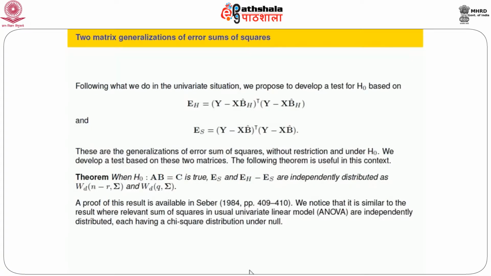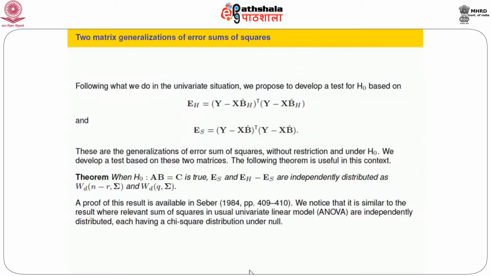Based upon that principle, we introduce these two matrices, EH and ES. What is ES? E is the residual sum of squares matrix. Earlier we had a residual sum of squares, now we have a residual sum of squares matrix. It is defined as y minus xb hat transpose y minus xb hat. That is exactly the same as the earlier definition in the univariate linear model, replacing that b hat by beta hat.